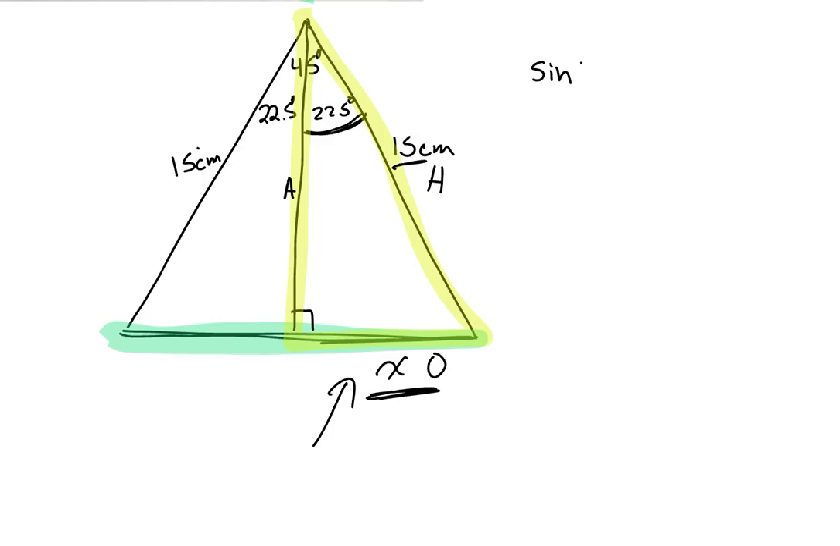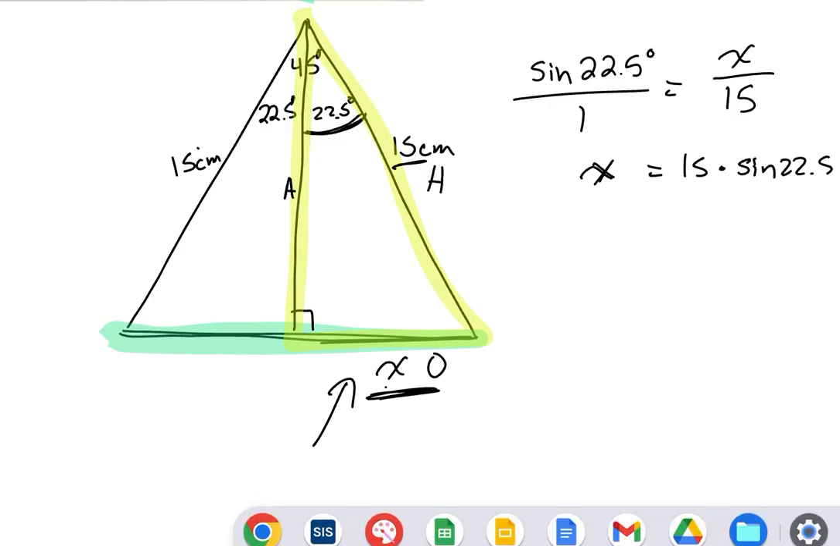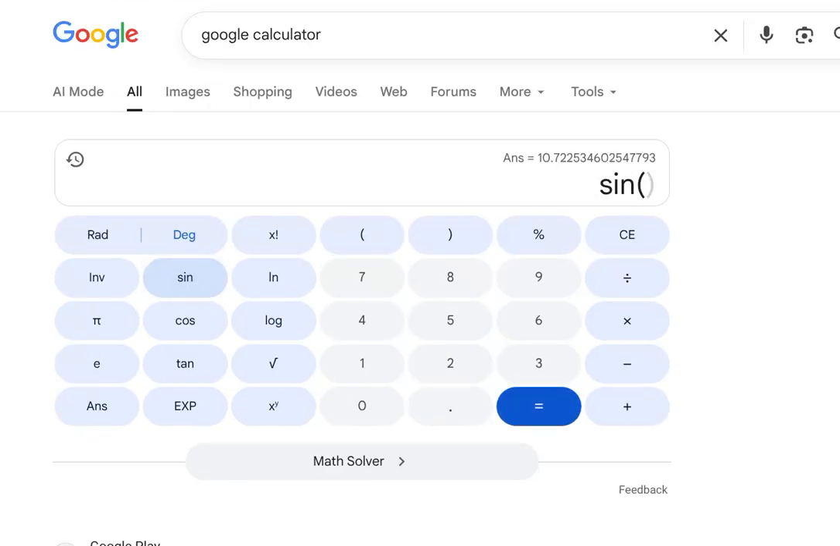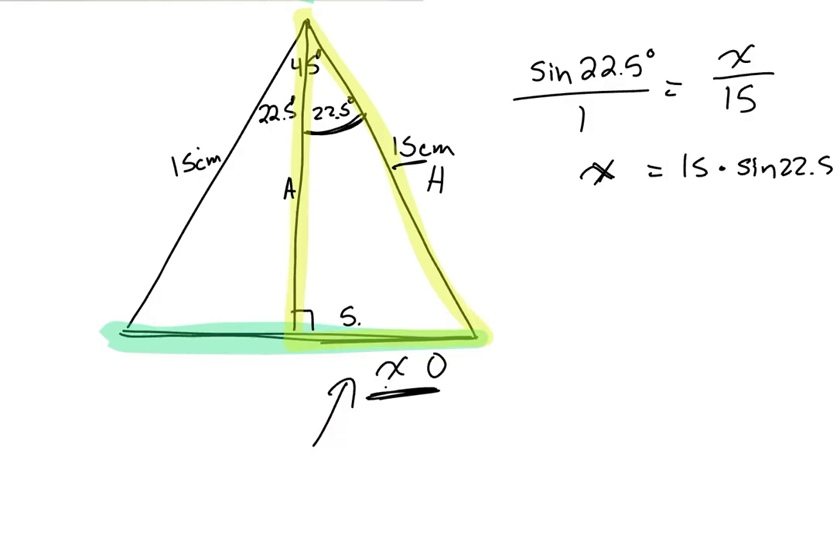So we have the X and we have the H, so we're going to use sine. So the sine of 22.5 over 1 is opposite, which we called X, over hypotenuse, which we were given as 15. So let's cross multiply here. We don't have to divide out. X equals 15 times the sine of 22.5. So we can figure out what this X is. The sine of 22.5, close bracket, times 15 equals 5.74. So this right here is going to be 5.74.